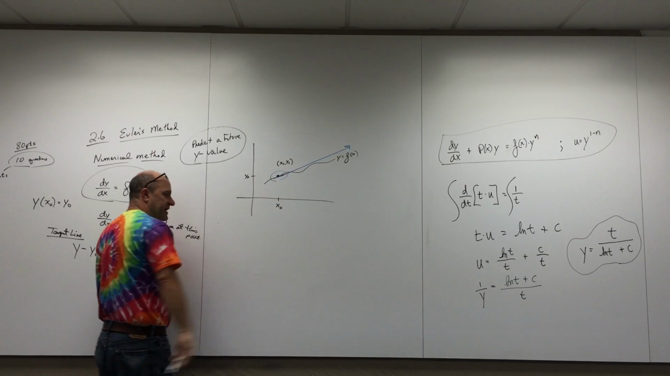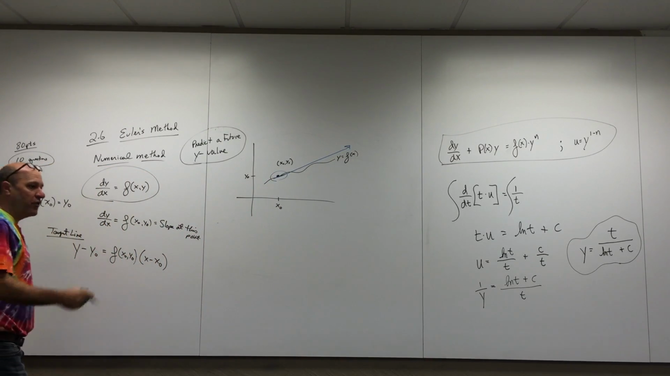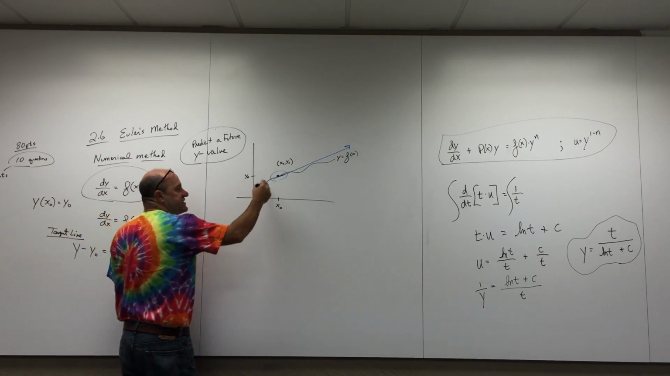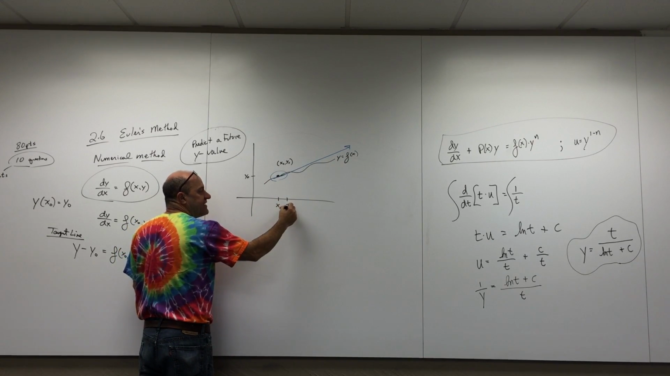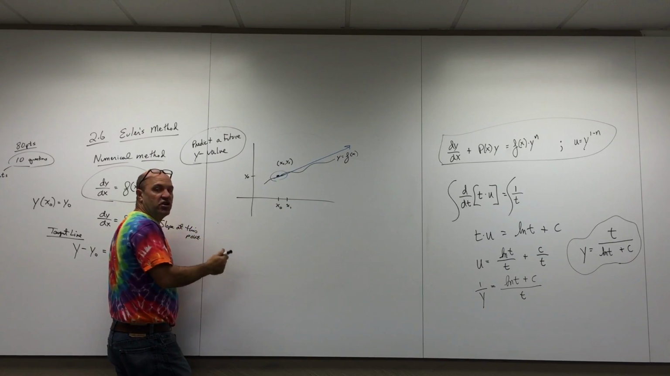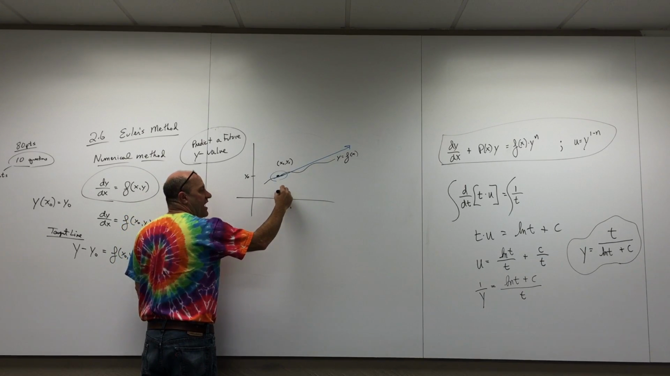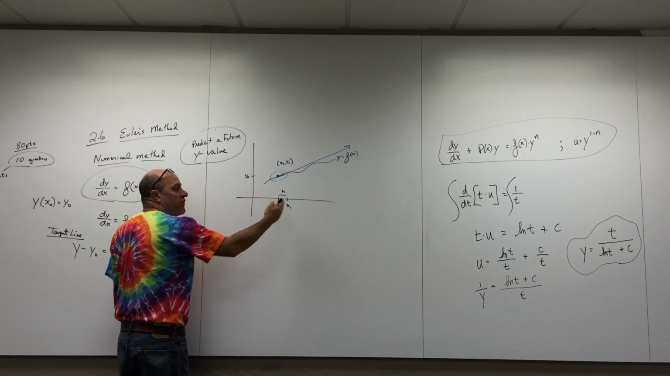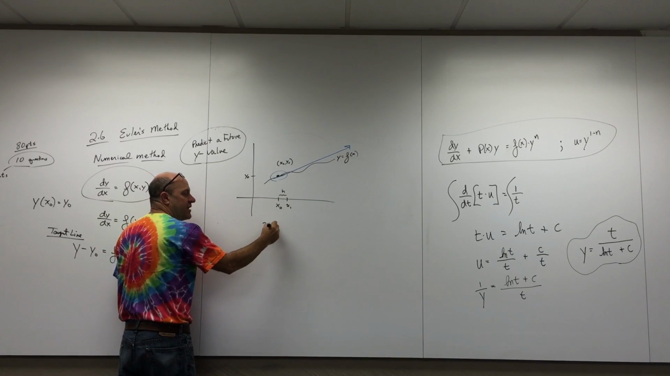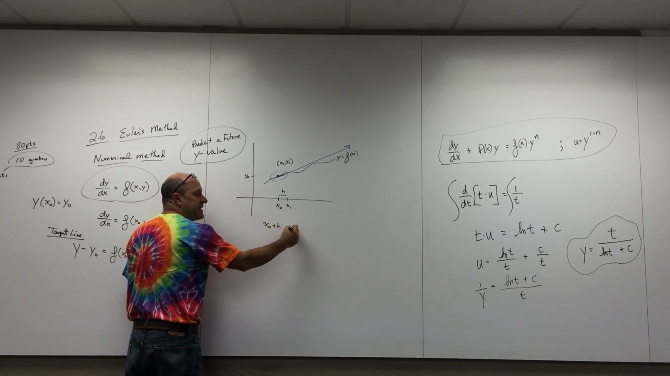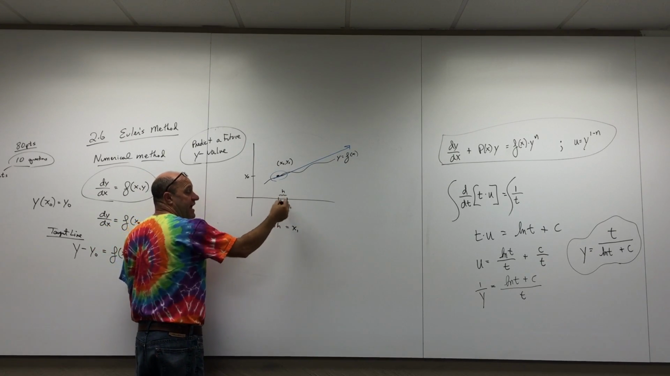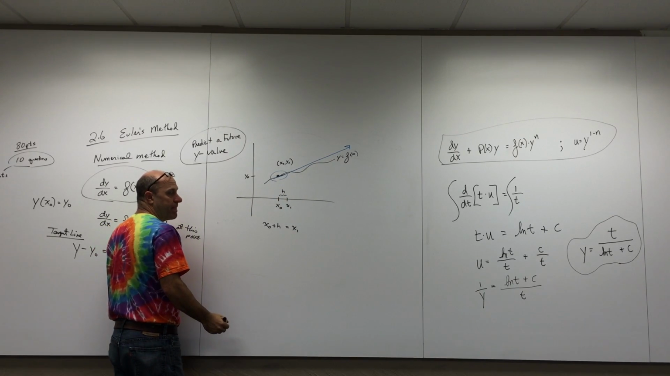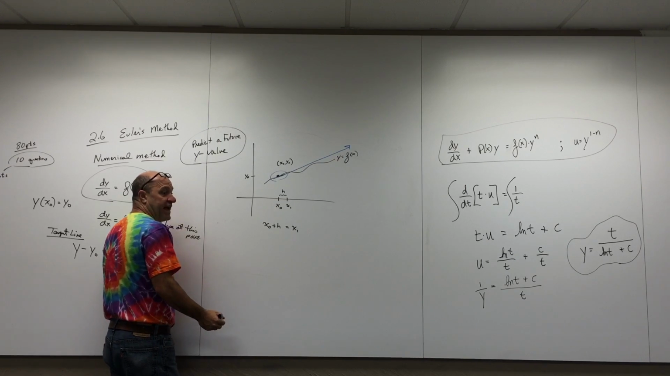I was given the DE, and I used the DE to help me find my slope at this point. So now I've got the slope at this point. What I'm searching for is some curve, the solution to the DE. And what I just found is this tangent line to this curve. Here it is.